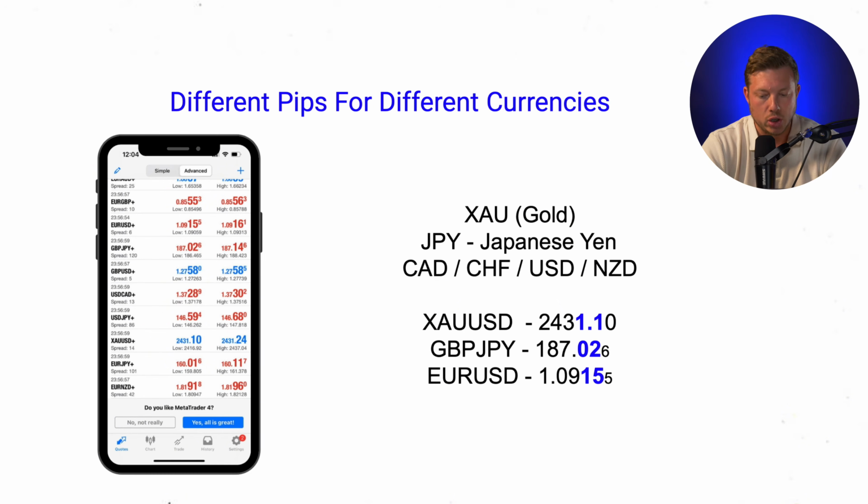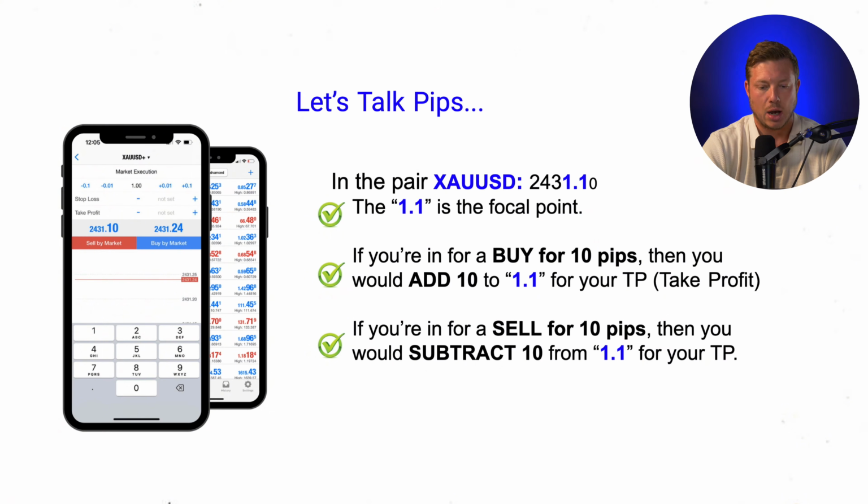Luckily for us, we only trade gold, right? So all we're looking at on gold is the one after the decimal point. If this went from 1 to 2, 2 to 3, that would be 1 pip, 2 pips, 3 pips, and so on. But you'll get to understand this as we send out the trades.